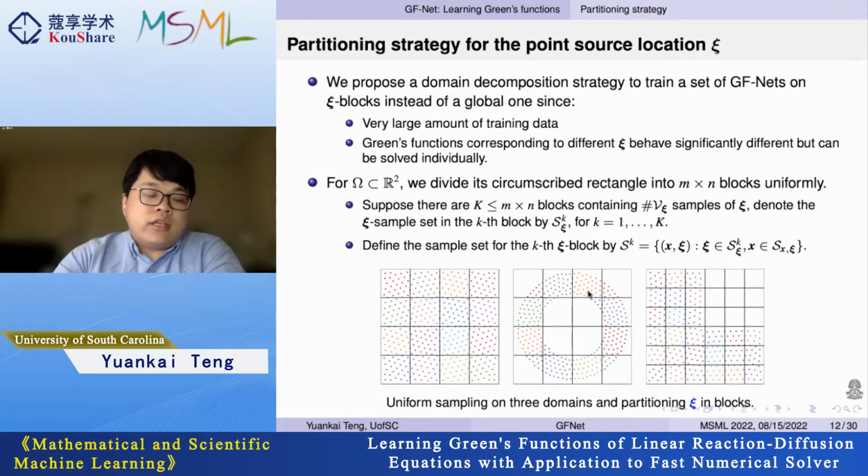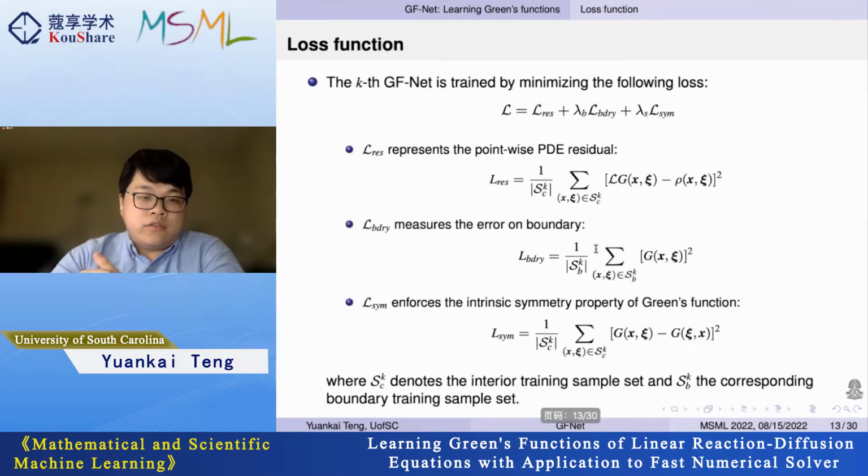And we still take the two-dimensional case here as the example. We will first divide its circumscribed rectangle uniformly into n by n different blocks. Then suppose there are k blocks containing samples of ξ, we choose the ξ in different blocks, and then we generate X samples for each ξ in each block. Last, we define the sample set for the k-th ξ block as the total samples together.